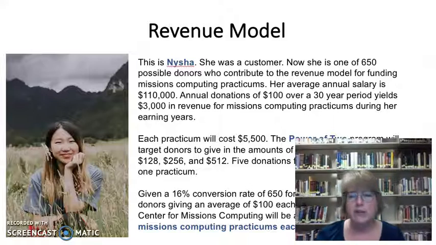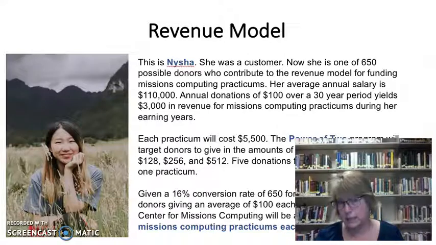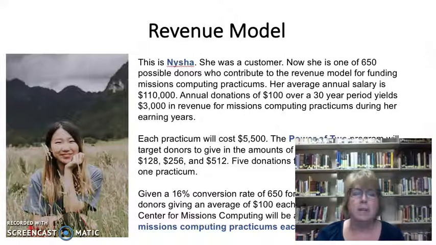5 donations for each of these amounts that I've listed would actually pay for one practicum. So we just need to get 10 for each of these amounts. And we would be all set for 2 practicums, fully funded by our alumni. Given a 16% conversion rate of the 650 former students, that yields about 104 donors, giving an average of about $100 each annually.